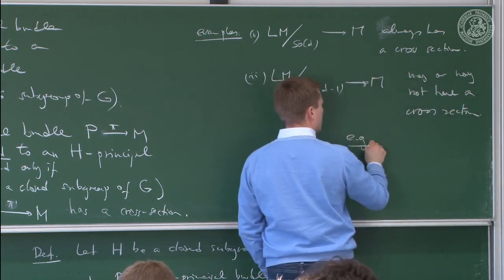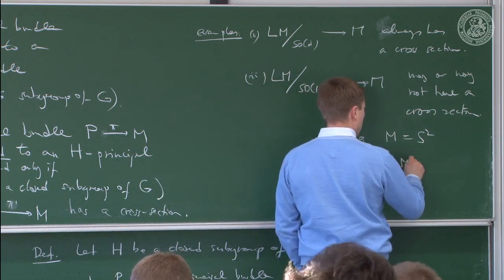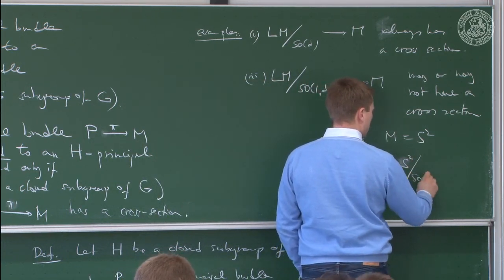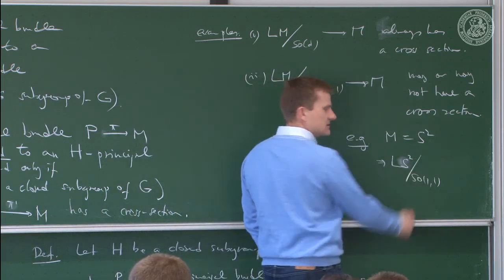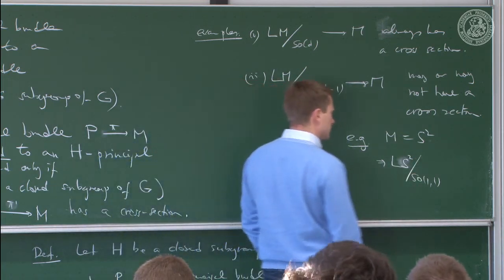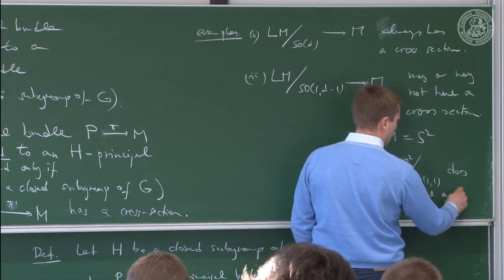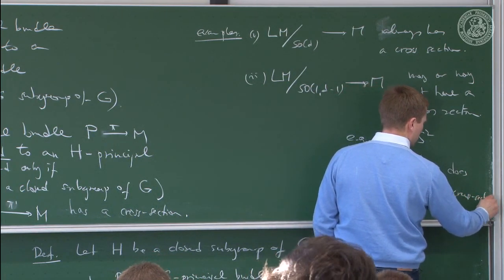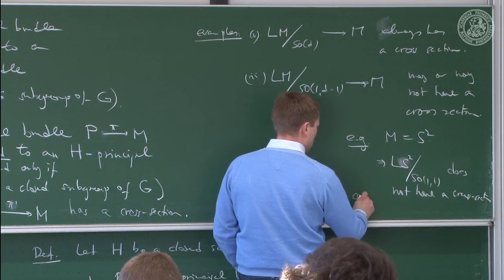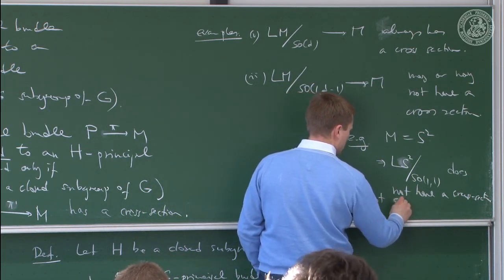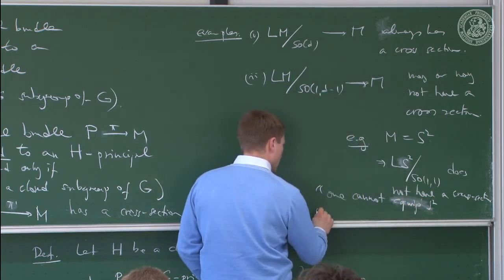So for instance, if M is the two-sphere, then LS2 mod SO1,1, which is a subgroup of GL2, the respective group of the corresponding frame bundle, does not have a cross section, or in other words, one cannot equip the sphere S2 with a Lorentzian metric.